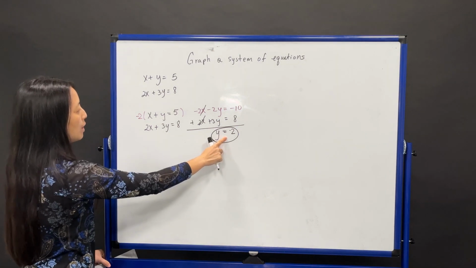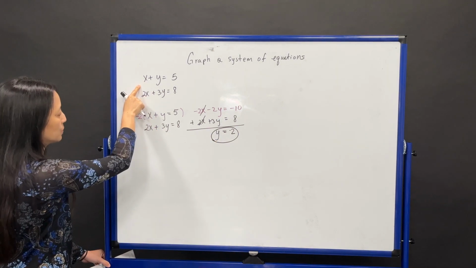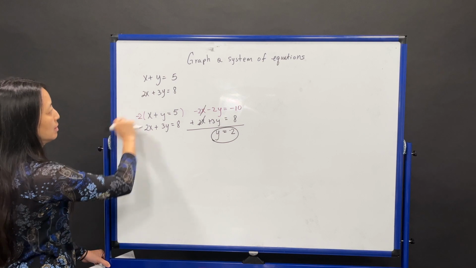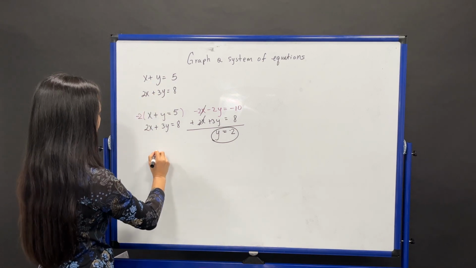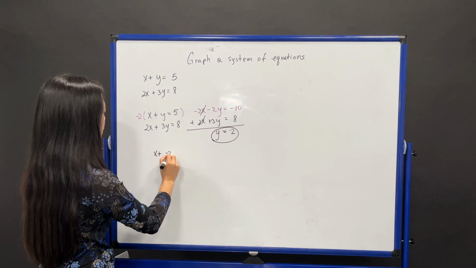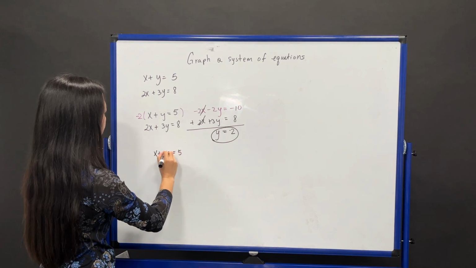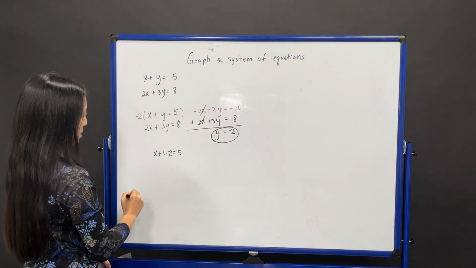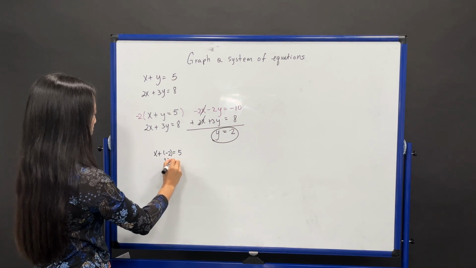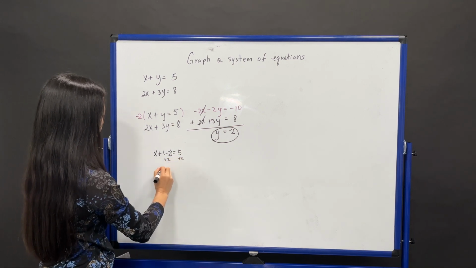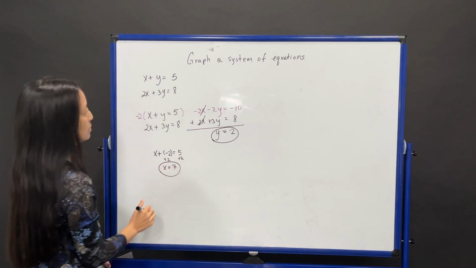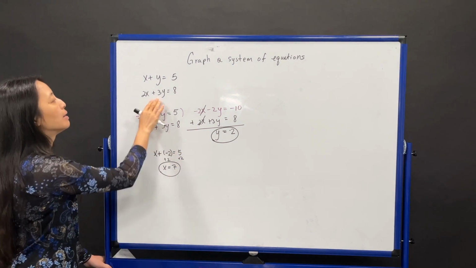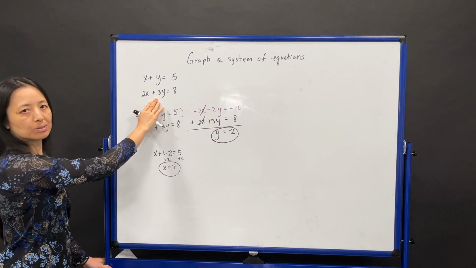Now we're going to take y, plug it into one of the original equations to solve for x. This one is easier, so I'm just going to plug it into this equation. So we get x plus -2 is equal to 5. Add 2 on both sides. We get x is equal to 7. So these are our solutions. Now let's graph these two equations.